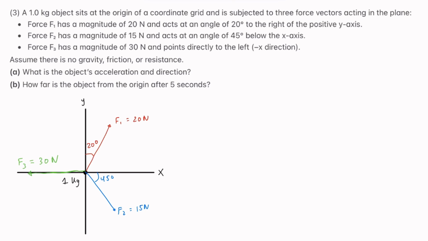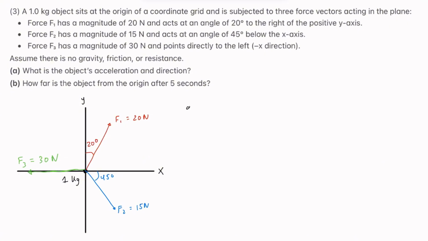Assuming that there is no gravity, friction, or resistance, we need to find the acceleration and direction of the object. To find the total force acting on the object, we're going to separate it into x and y components. We'll start by finding the sum of the forces in the x direction. We'll make the positive direction the positive y and positive x direction. So we have the sum of the forces in the x direction is equal to F1x plus F2x minus F3x, and we'll set it equal to ma.